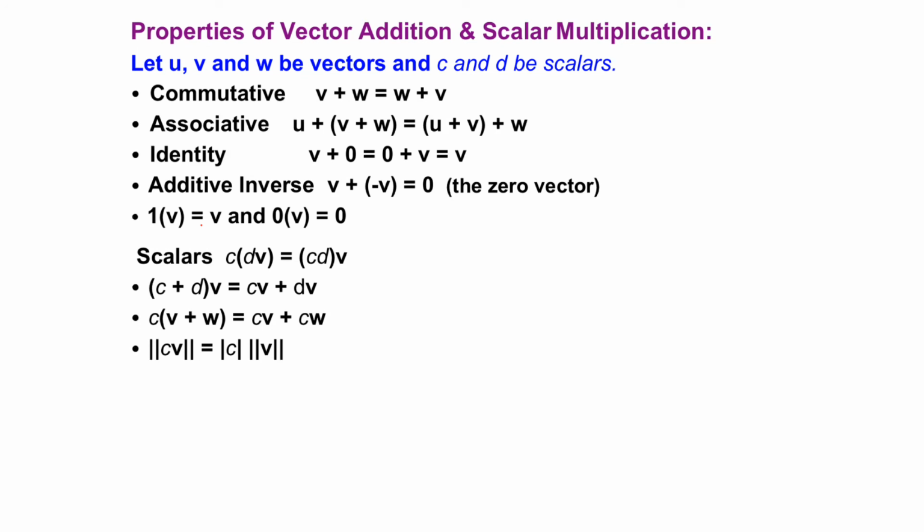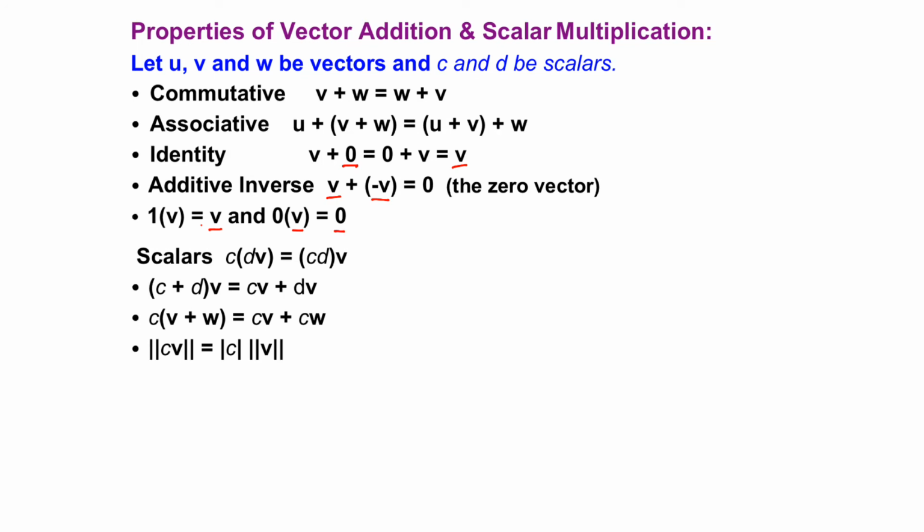Your identity property, so if you take vector v and you add the 0 vector, then you just get back the original vector. Additive inverse, if you take a vector and add its opposite, then you get the 0 vector. If you take a vector times a scalar of 1, you're just left with the original vector. And if you take 0 times a vector, then the magnitude will be 0, so you'll get the 0 vector back.